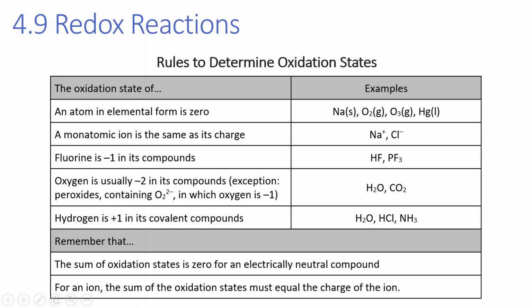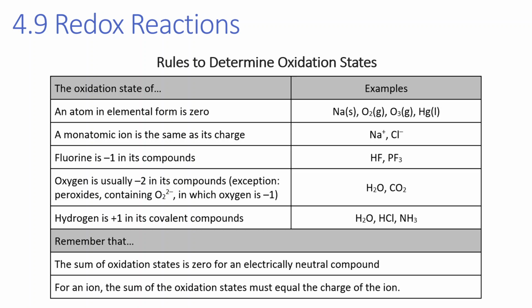The oxidation state of an atom in its elemental form is 0. For example, sodium in its elemental form is a solid. So if you have sodium metal, its oxidation state is 0. Something like oxygen gas, ozone gas, liquid mercury, anything that is in its normal elemental form, in its normal state of matter, is going to have an oxidation state of 0. For monatomic ions, the oxidation state is the same as the charge. So Na+ has an oxidation state of +1, and Cl- has an oxidation state of -1.